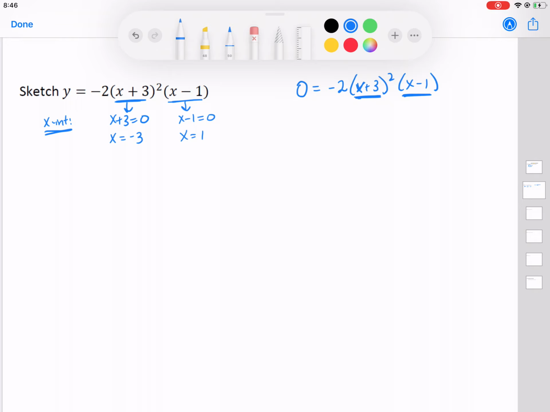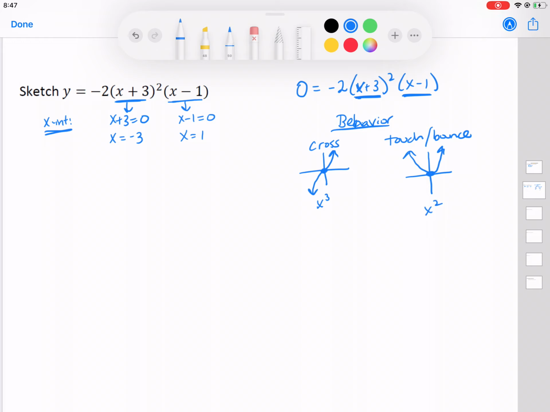Now, when we talk about behavior, I talked about how you either cross through the x-axis or you touch it, which I also call a bounce. So I'm going to show you what each one of those looks like. For instance, the x cubed function, y equals x cubed, crosses through the x-axis at 0, while a quadratic, x squared, bounces or touches the x-axis. It doesn't go through the x-axis.